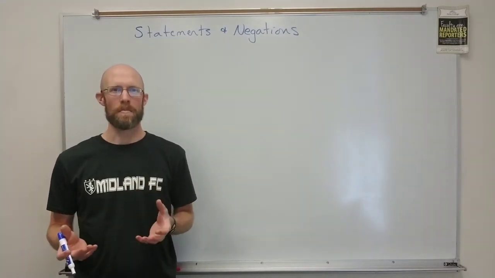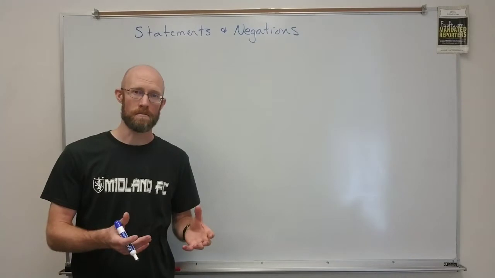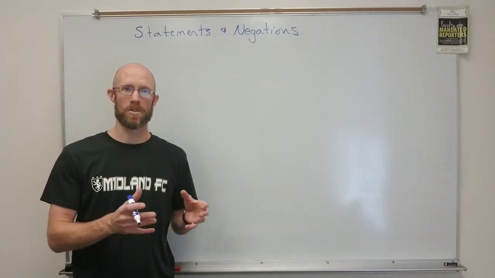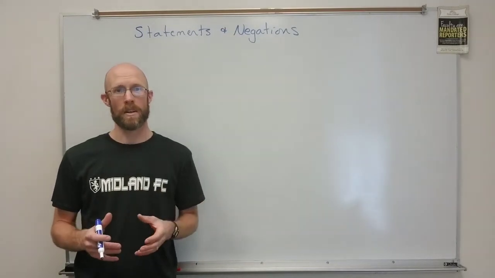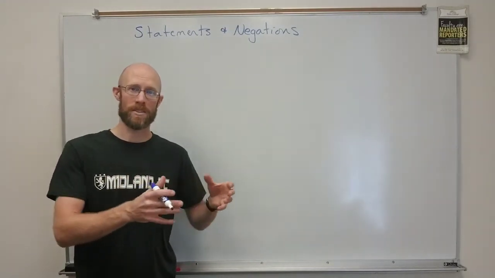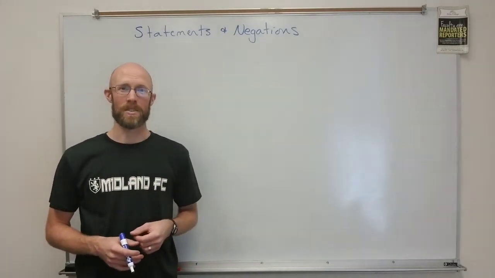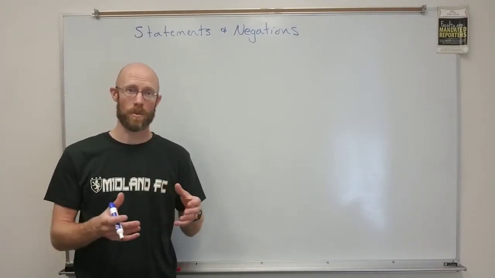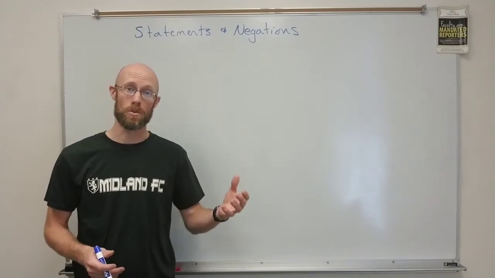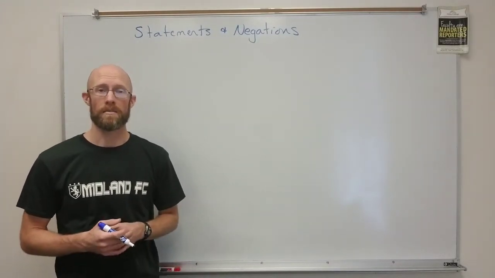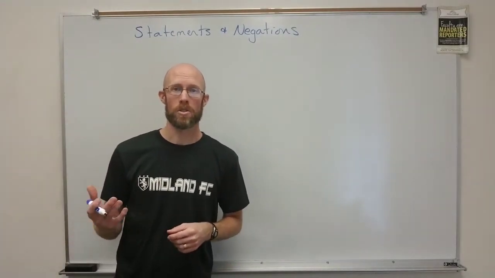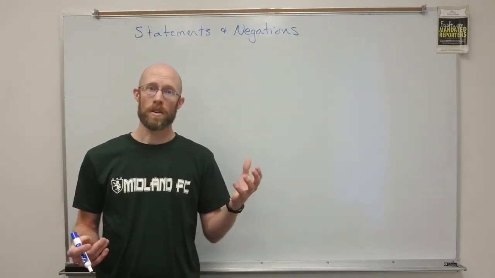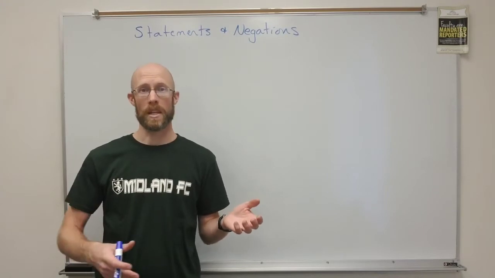And any statement has a negation. So the statement, there are 12 planets in our solar system, has a negation: there are not 12 planets in our solar system. Obviously the first statement is false, and its negation, there are not 12 planets in our solar system, is true. In fact, for every true statement, its negation is false, and for every false statement, its negation is true.